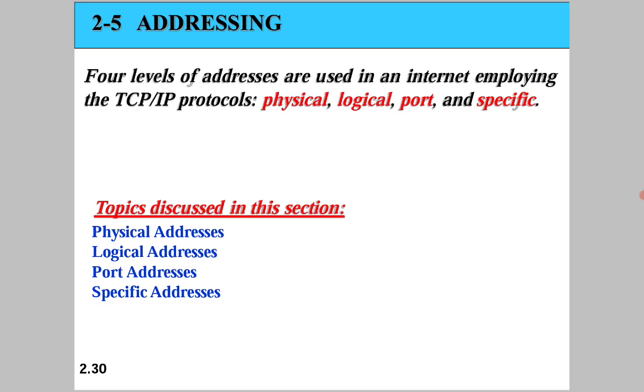So addressing. What are the different modes of addressing? Four levels of addresses are used in an internet employing the TCP/IP protocol: physical addresses, logical addresses, port addresses, and specific addresses. Topics discussed in this section are physical addresses, logical addresses, port addresses, and specific addresses. So addressing means giving each and every device a unique address.